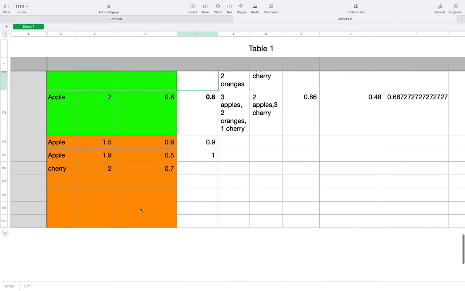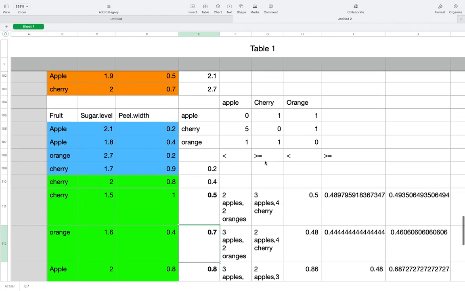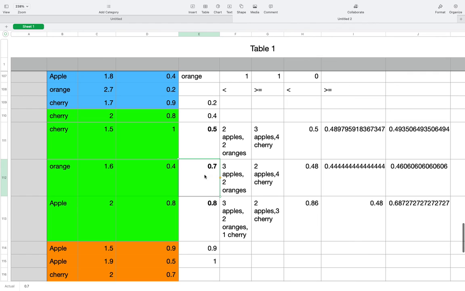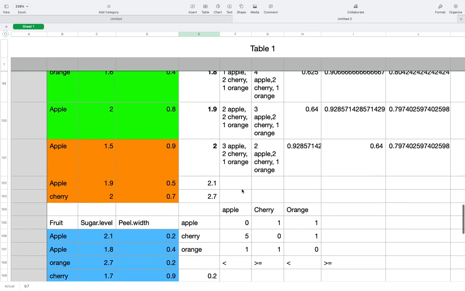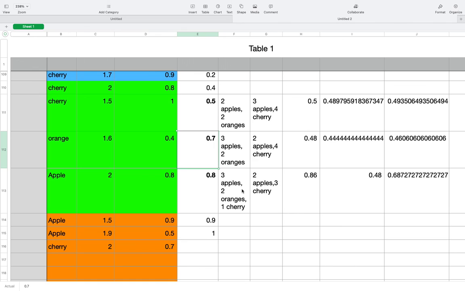So, we calculated now what our Gini impurity score for everything is, and our splitting value for the first split is going to be peel width less than 0.7, greater than or equal to 0.7. This is with the loss matrix. All right? That is how the loss matrix changes everything up. We are now finally done with our practice set, and hopefully you guys are now ready to go for the next class.